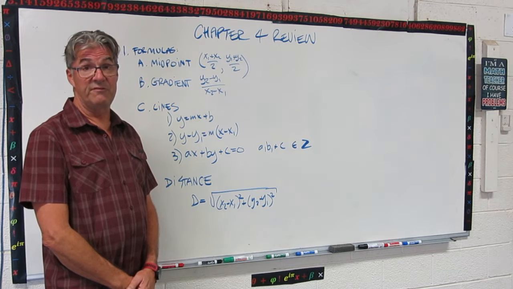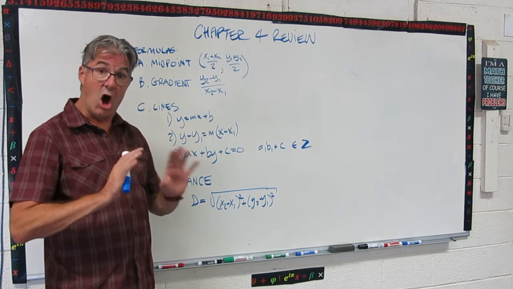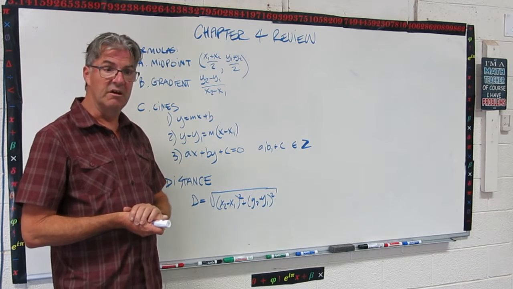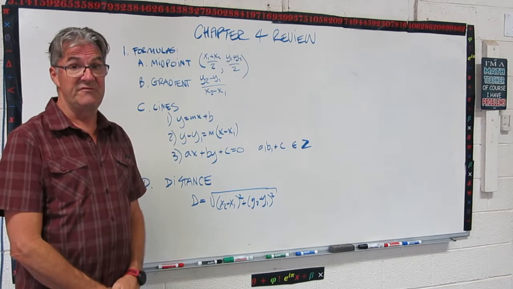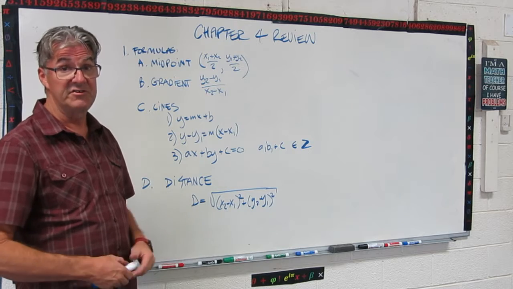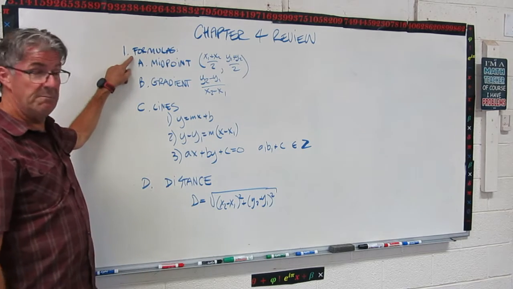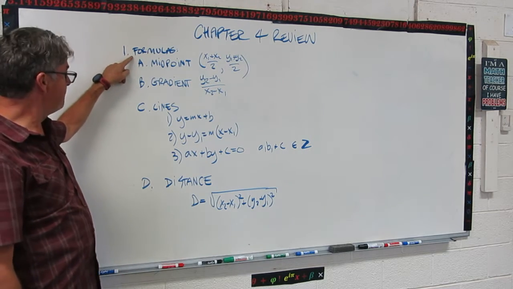Let's go over chapter 4. So first, let's just talk about the topics. No examples here, but you might make notes because this will be a nice, concise list of everything that we've done so far in chapter 4. So, big formula section. We had a bunch of them.